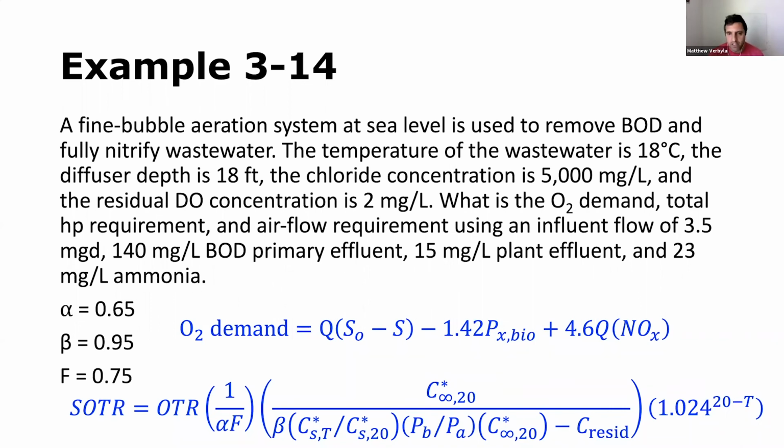Leaving the aeration basin, the concentration is 15 milligrams per liter, and we have a total of 23 milligrams per liter of ammonia, which is being converted to nitrate. We can assume alpha equals 0.65, beta equals 0.95, and the F factor, sorry, for fouling, equals 0.75.